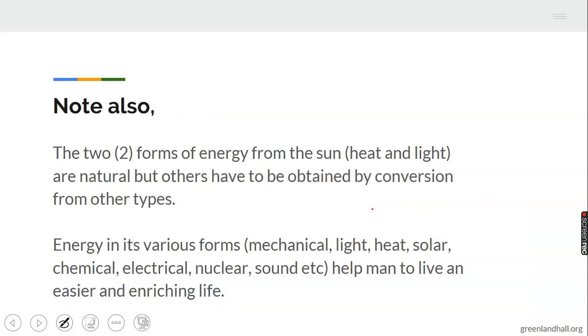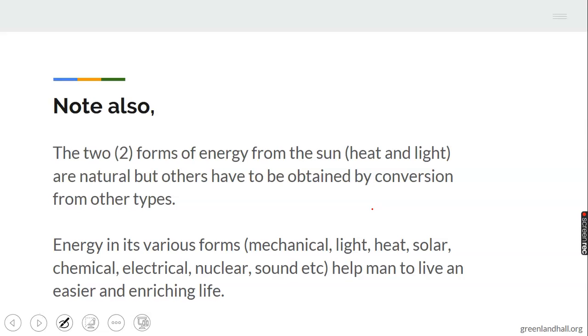Now, we have been told in our previous lesson, and I'm going to mention it again, that the two forms of energy from the sun, which are heat and light, are natural, but others have to be obtained by conversion from other types. For all the other types, you have to convert one source of energy to get it. Heat is natural, light is natural, but chemical is not natural. It is man that makes it. They use different things to make those chemicals.